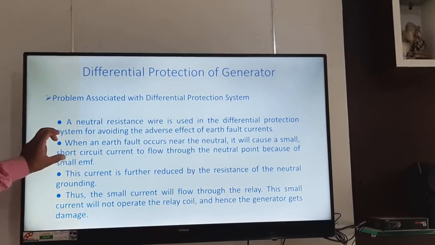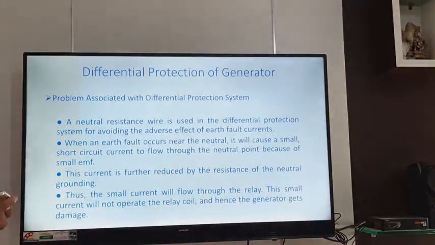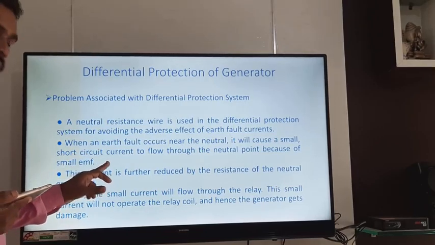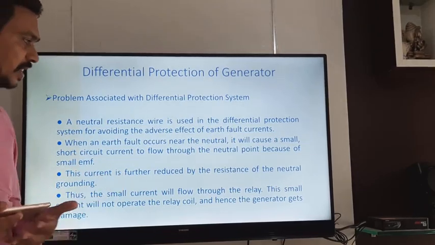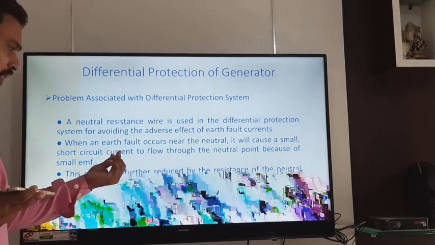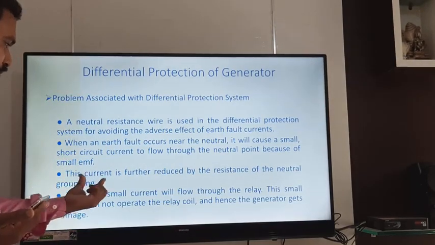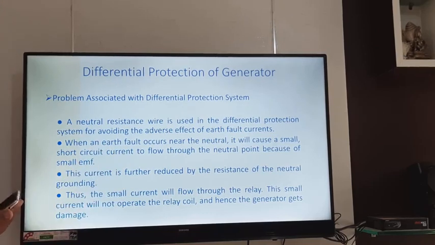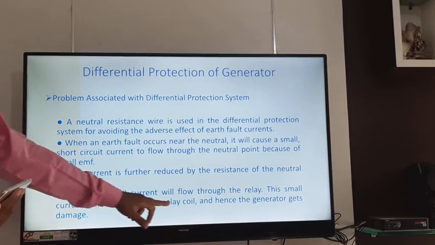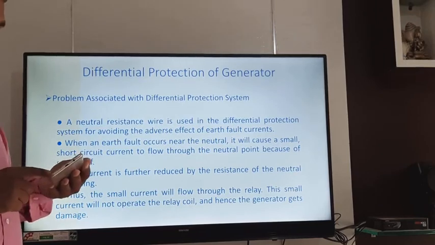So when an earth fault occurs, a small current flows through the neutral point, because at that point the EMF is also small. Now this current is further reduced by the resistance of the neutral grounding. So as the earthing resistance is connected, this small current is reduced by some amount and becomes very small. Thus a small current will flow through the relay, and this small current will not operate the relay coil, and hence the generator gets damaged. This is the problem that arises in the differential protection.